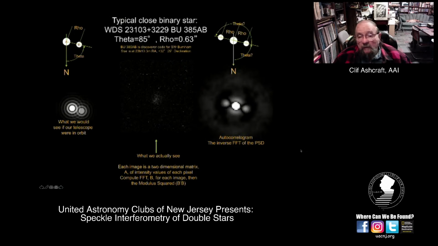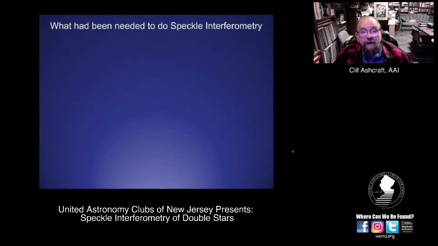Well, that's not that much of a problem because most of these stars have some history. They've been measured before, and we know which side of the primary the secondary star is. Or if it's a new star, one might get information by, say, using lucky imaging to find a little blob on one side or the other that would tell you which of the two values for theta to use. Well, now, what had been needed to do speckle interferometry?